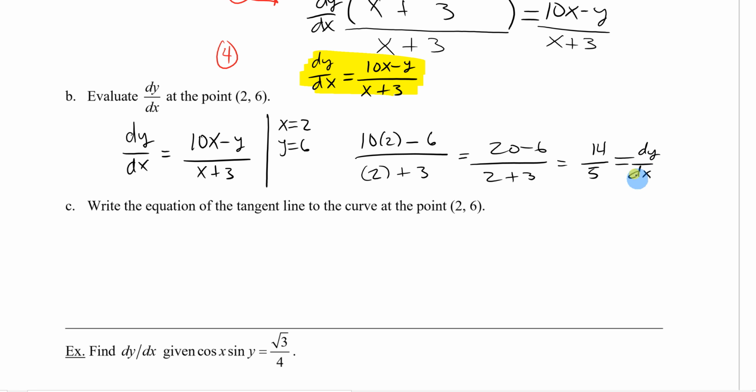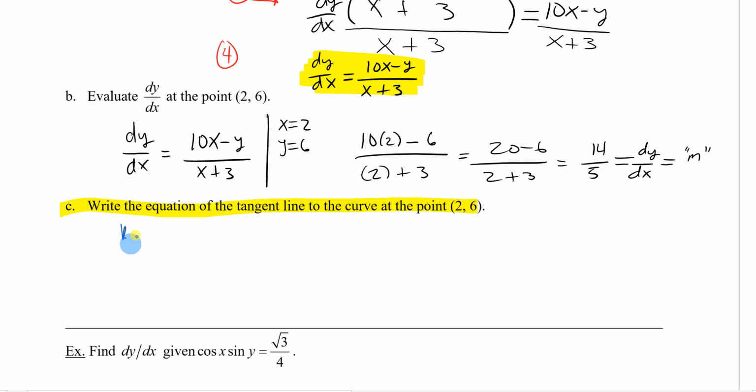dy dx means derivative. Derivative means your slope. I'm going to use algebra 2 notation. This is your m. If you had to find the tangent line, which we are in part C, write the equation of the tangent line to the curve at the point 2, 6.